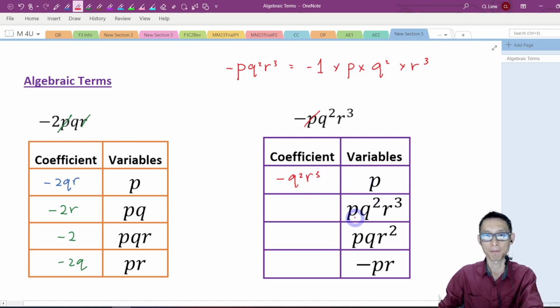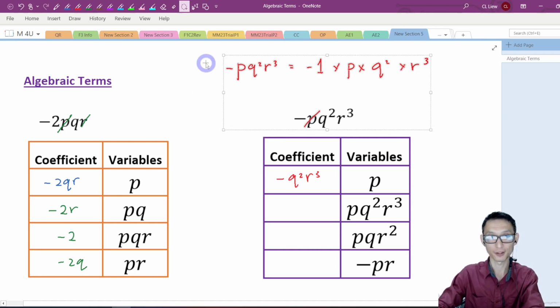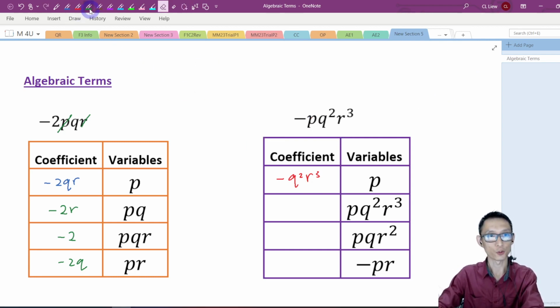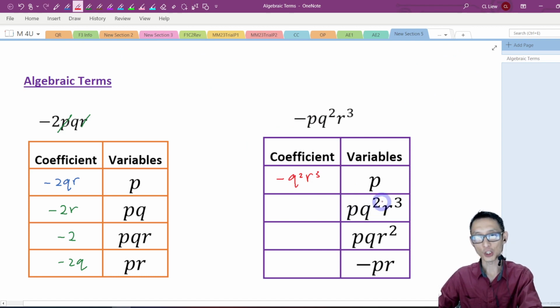Okay, how about this one? Let's see, p q squared r cube, p q squared r cube. You will see negative only, but you cannot fill in like this. It means negative 1.